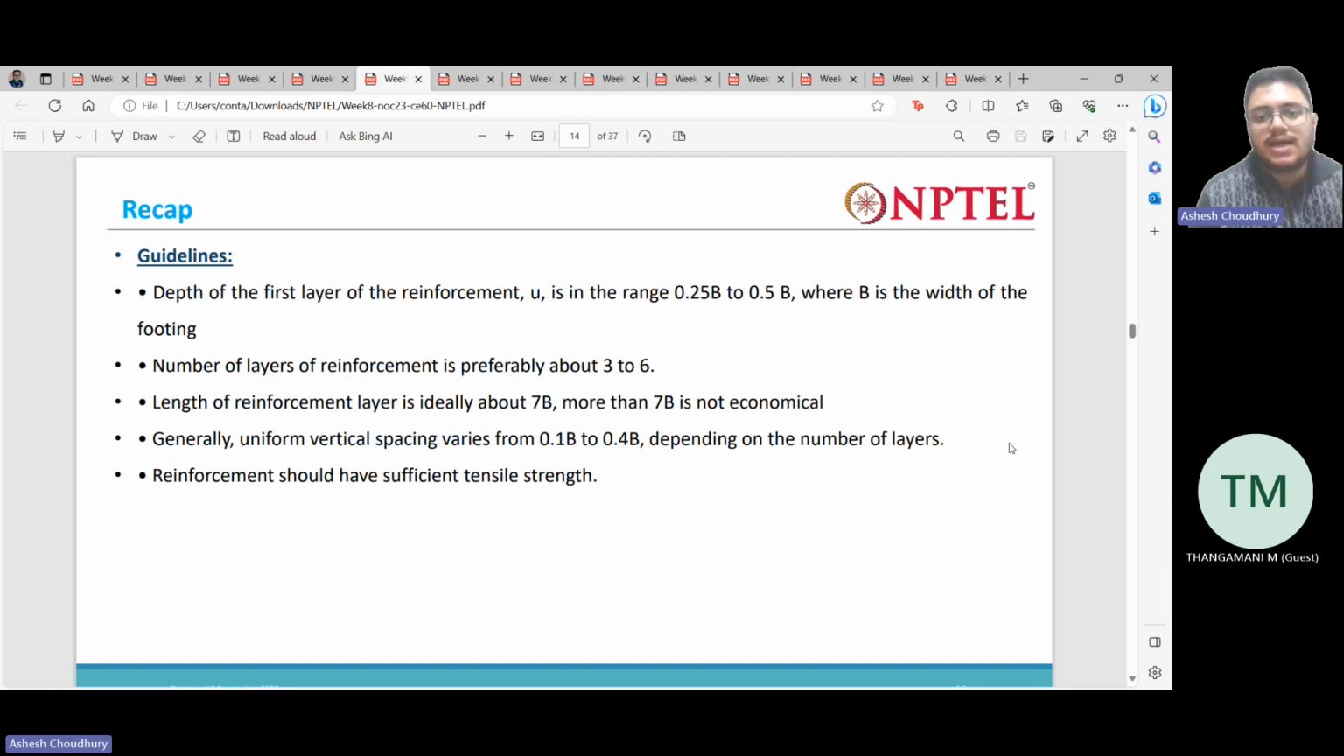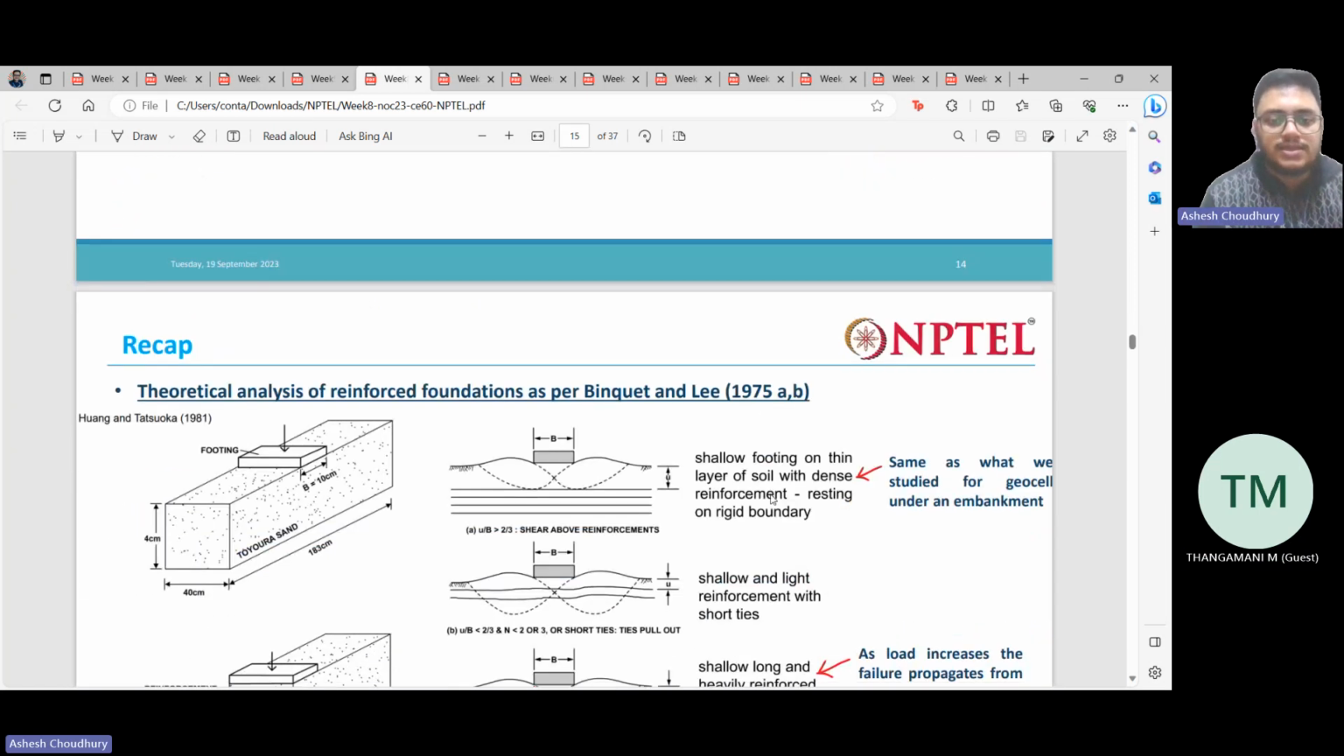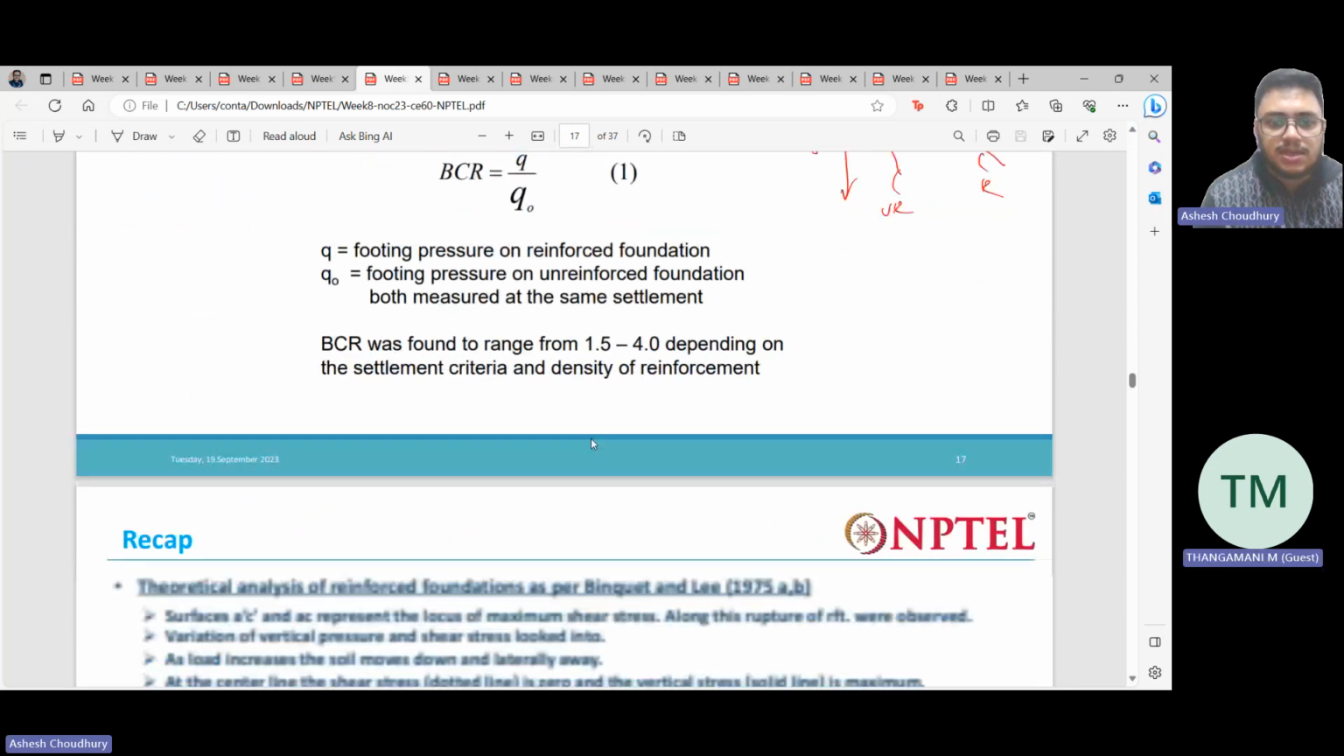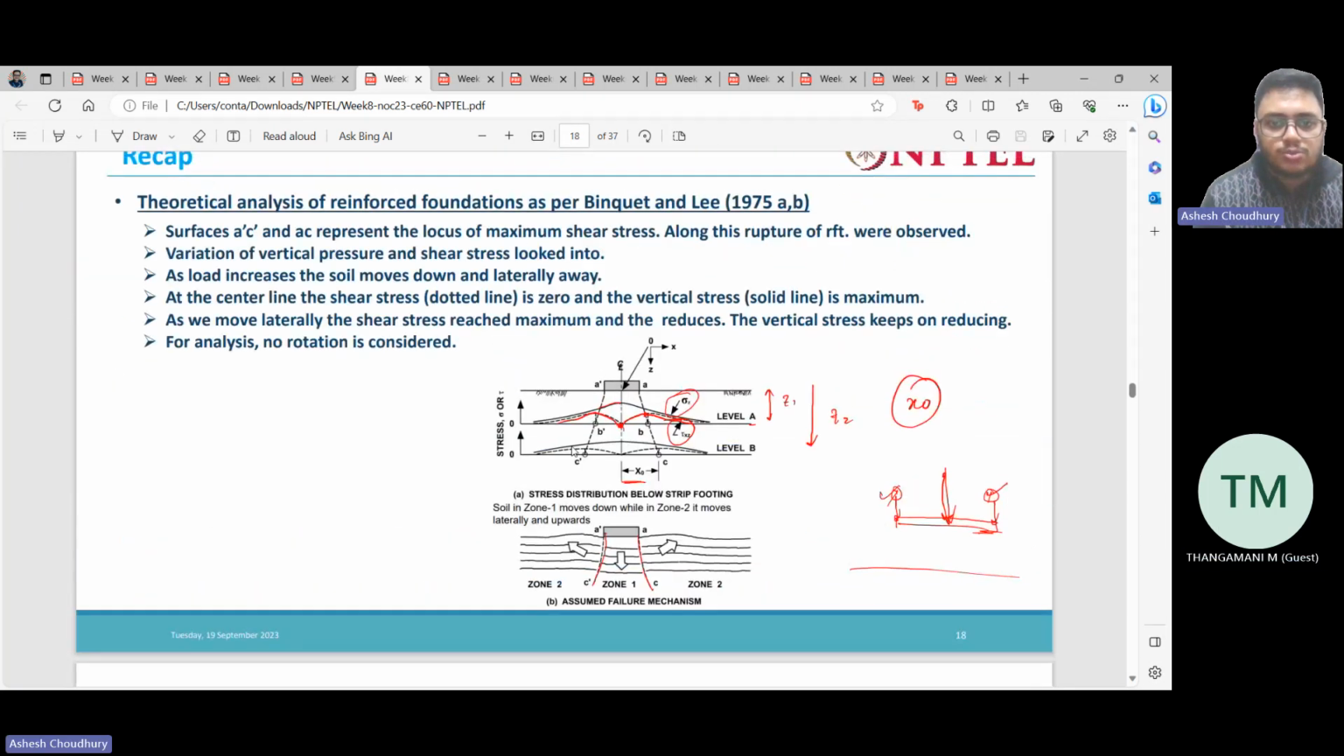And these are some basic guidelines that we should follow. We discussed all these things in detail, including where the shear stress is maximum. At that point there are chances that the reinforcement is going to rupture. All these things we discussed.